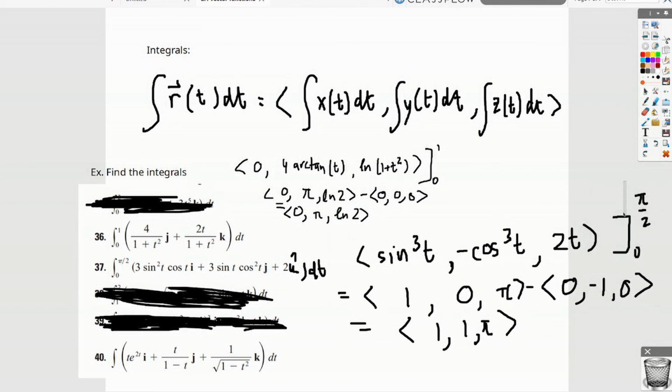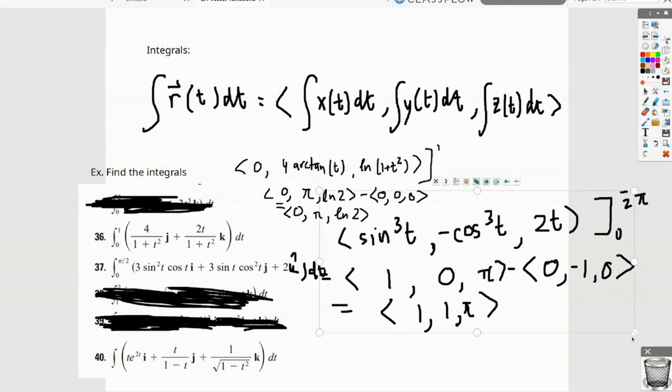Okay, I need to include the pi with the thing as well. Okay, this is just messy. I'm really sorry. There you go.